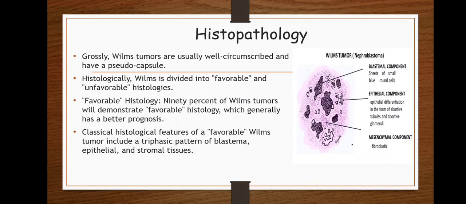Histopathology: so grossly Wilms tumor are usually well circumscribed and have a pseudocapsule. Histologically, Wilms tumor is divided into favorable and unfavorable histologies. So favorable histology: 90% of Wilms tumor will demonstrate favorable histology, which generally has a better prognosis. So when you look at the diagram on the side, that's what we're describing. So the classical histological features of a favorable Wilms tumor includes a triphasic pattern of a blastema, epithelial, and stromal tissues.